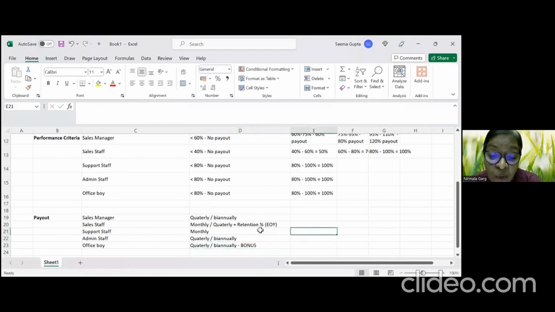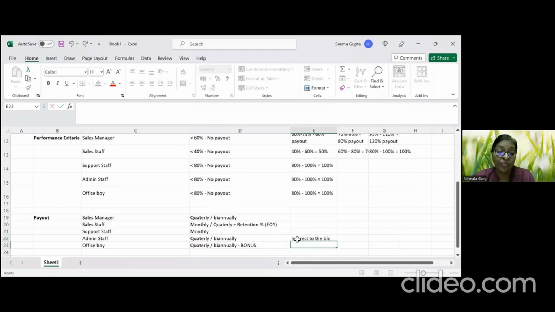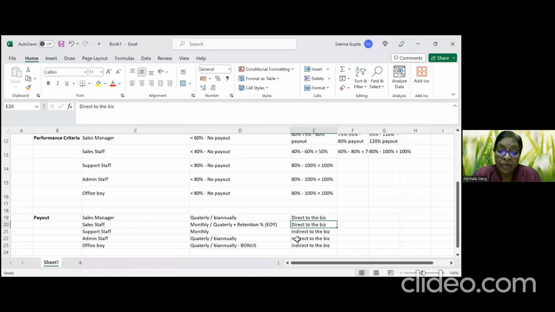Most of the time, these quarterly and biannual bonuses are given to people who are indirectly related, not directly related, to revenue. Even if you see banks, the people in operations and production, who are making targets at a lower level, typically get paid month on month so that they are motivated to earn more. Increase their targets, achieve their targets, and get more revenue. So this is typically how it works.